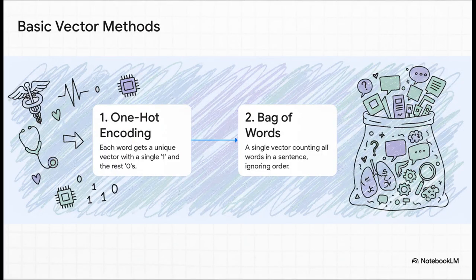Let's look at two of the most basic ways we can do this. Over on the left, you've got one-hot encoding. It gives every single word its own unique vector with just one 1 and all the rest are zeros. It's like having a giant control panel with a separate light switch for every word in the dictionary. Then on the right, there's bag of words. This one is way simpler. It just counts up the words in a sentence and smushes them into one summary vector. The key thing here, it totally ignores word order.